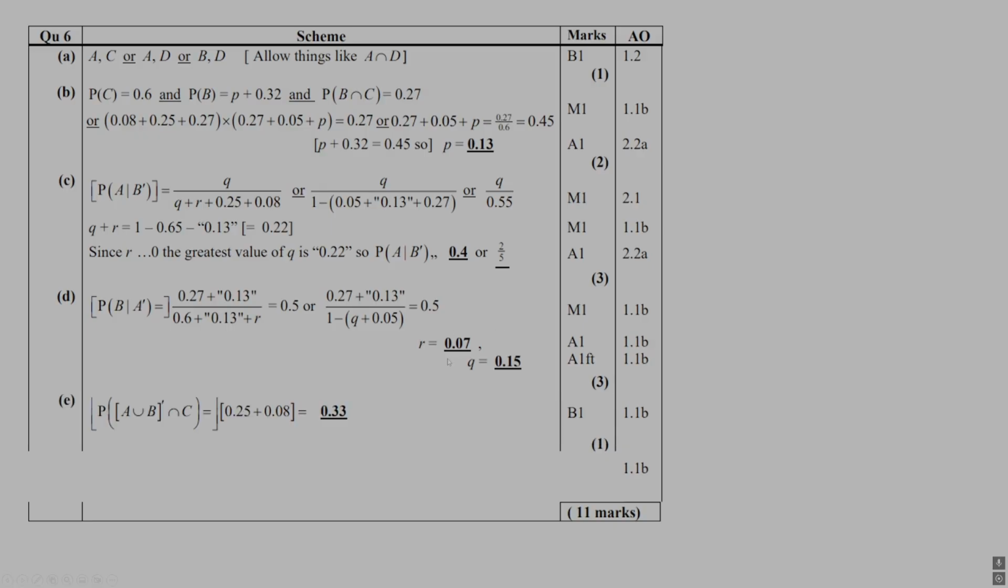And then for the last one mark, you just look at the thing. It's the things that aren't in A, and also not in B. So it can't be in A, can't be in B, but it has to be in C. So it's just D and the bit of C that isn't in B. So that's 0.25 plus 0.08, and that gives you that.